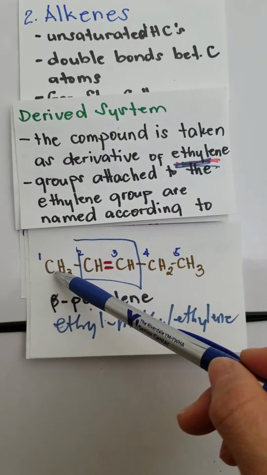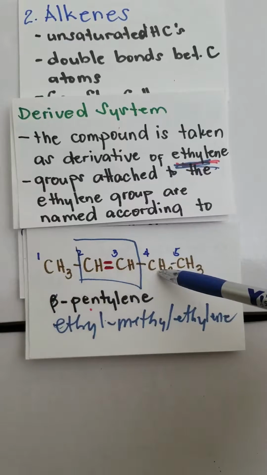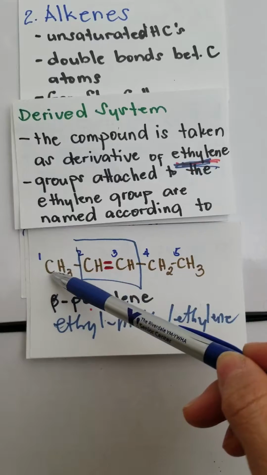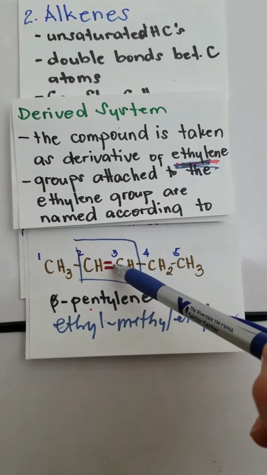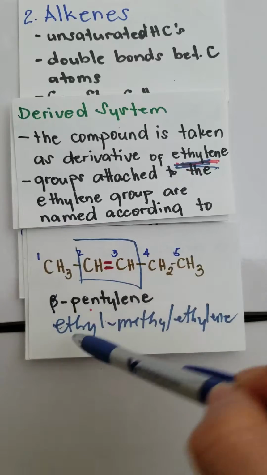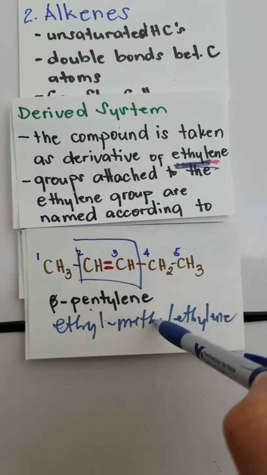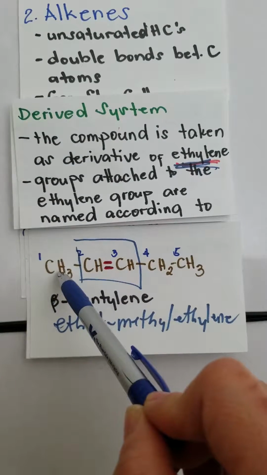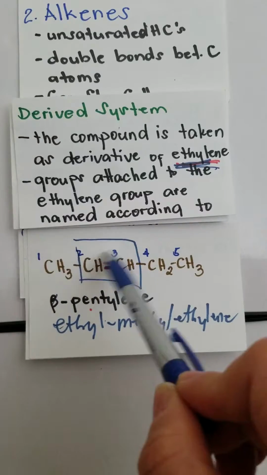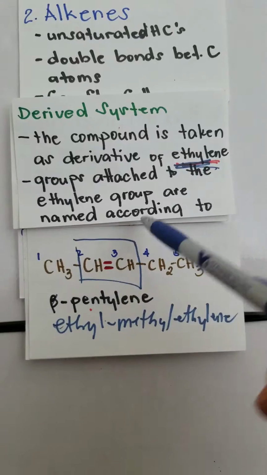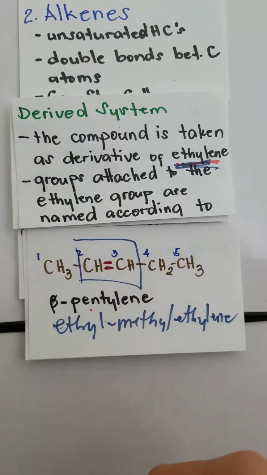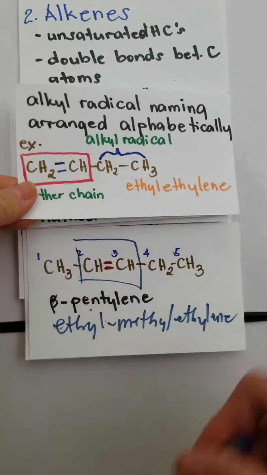Yes, ethyl. And what about the other one attached to this ethylene mother chain? Yes, methyl. Between ethyl and methyl in alphabetical order, E comes first compared to M. So to name the structure under the derived system of nomenclature, we have ethyl for this one, dash methyl for the next alkyl radical attached to our parent chain, ethylene. So ethyl methyl ethylene. Alright, that is the rule for the naming of our alkenes under the derived system of nomenclature.